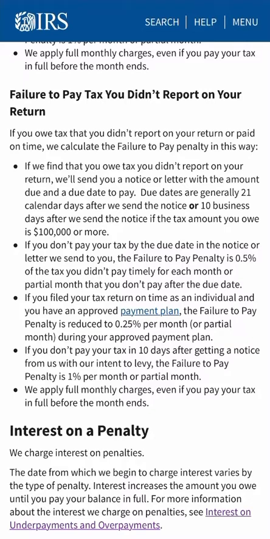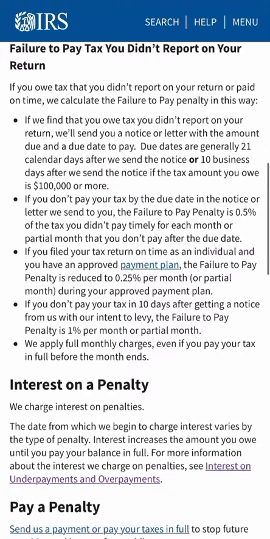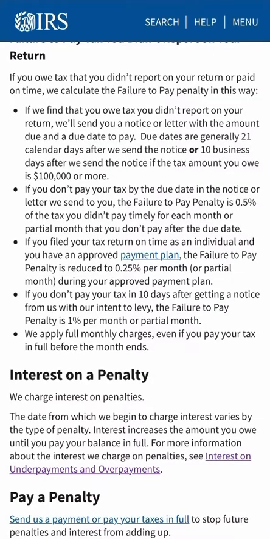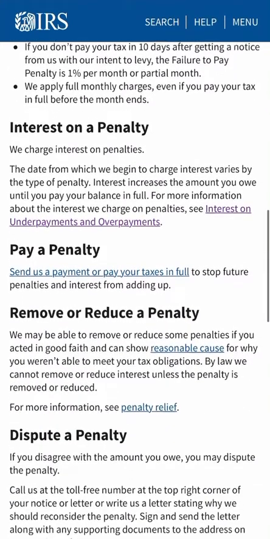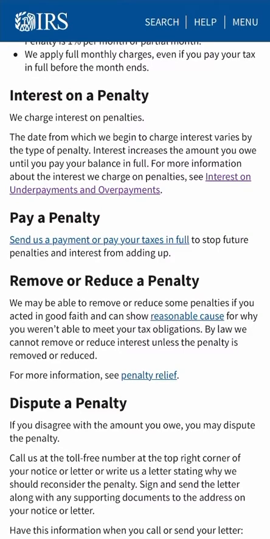with that penalty. If you don't pay your tax bill by that due date or based on the notice or the letter that they send you, you'll get a failure to file or failure to pay penalty of 0.5%. And it'll continue again, and it won't exceed 25%. So if you file your tax return on time and you have an approved payment plan, that reduces to 0.25%. And if you don't pay your taxes in 10 days after getting a notice of intent to levy, the failure to pay penalty is 1% per month.